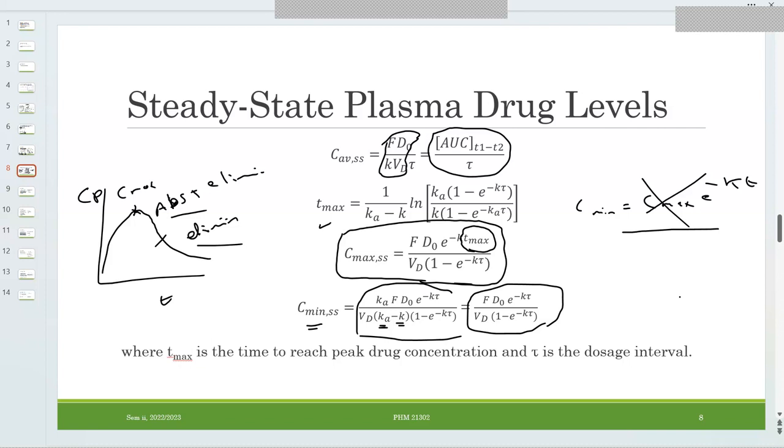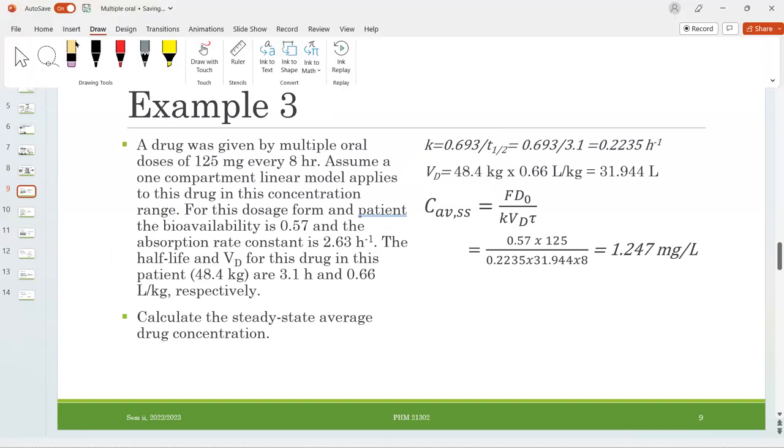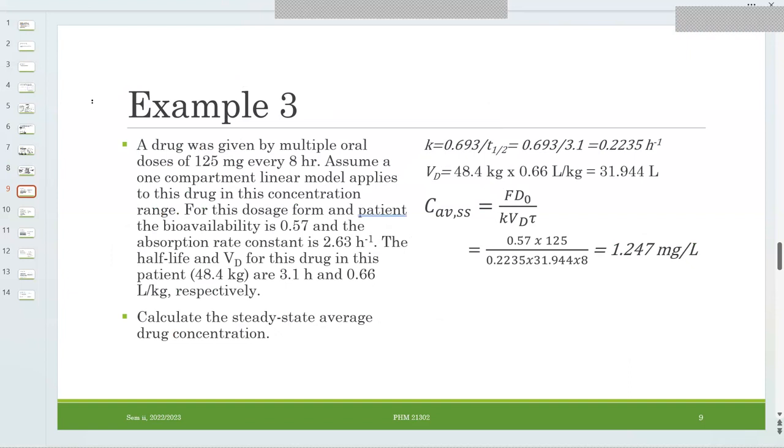Okay, let's practice an example. Drug was given by multiple oral doses of 125 milligram every 8 hours. Assume one compartment linear model applies to this drug.